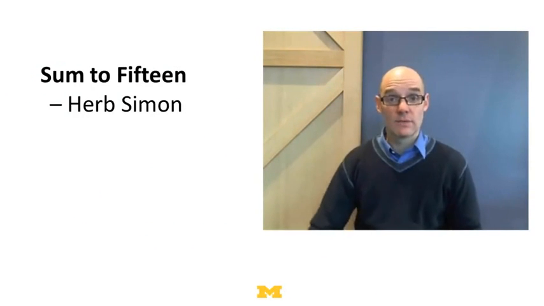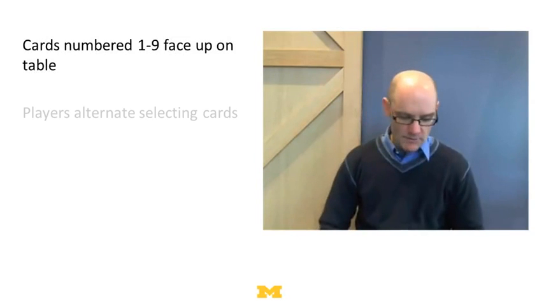Let me give another example. This one's a lot of fun. This is a favorite game of mine called Sum to 15, and it was developed by Herb Simon, who's a Nobel Prize winner in economics. Sum to 15 was developed to show people why diverse perspectives are so useful, why different ways of representing a problem can make them easy, can make them like Mount Fuji, or it can make them really difficult.